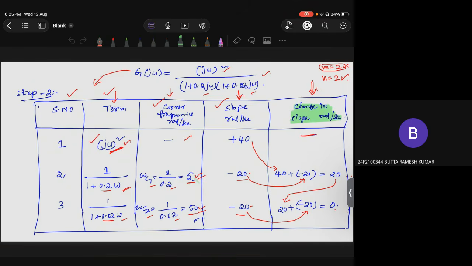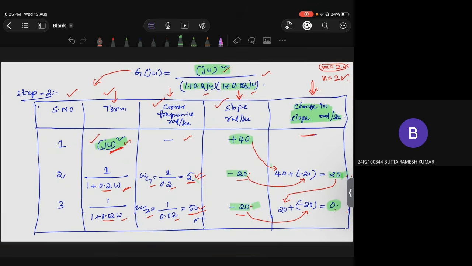You have two zeros, that's why the slope is plus 40. You have two poles, each of which will add a minus 20 slope. Then the slope changes from plus 40 to minus 20, which is a plus 20 slope change. Then the slope changes from plus 20 to minus 20, so the slope is 0. You can check these calculations, you will understand it.